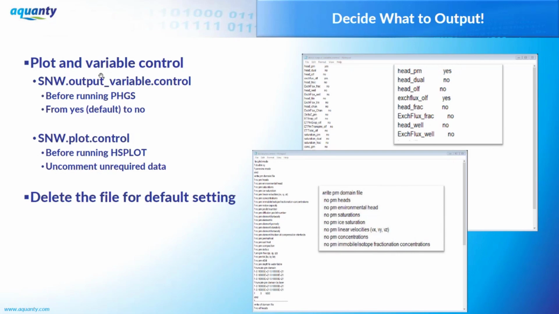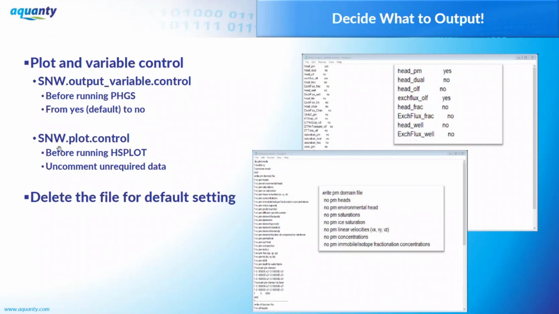And in this case, you open a file called output_variable.control and open it before running HGS. You'll find a list of all HGS outputs. And the default is yes. So head for porous media is yes, so it will report. Head for dual continuum is no, don't report this one. Head for overland flow, no, don't report this one. And so on. You will go through the whole list and choose yes or no, depending on which output you want. If you leave it for default, it will report everything.